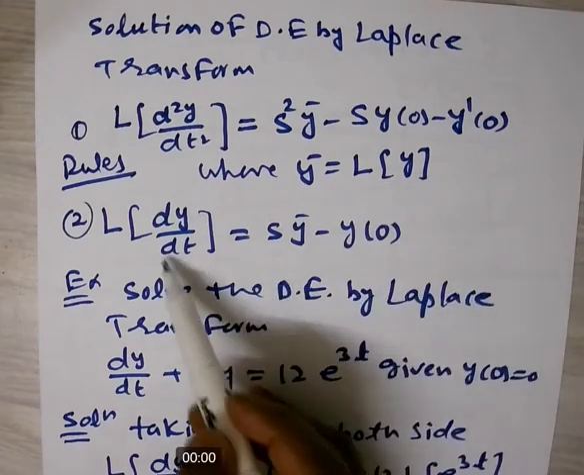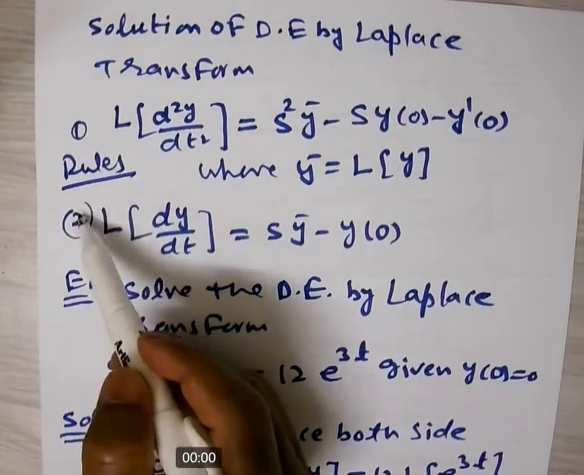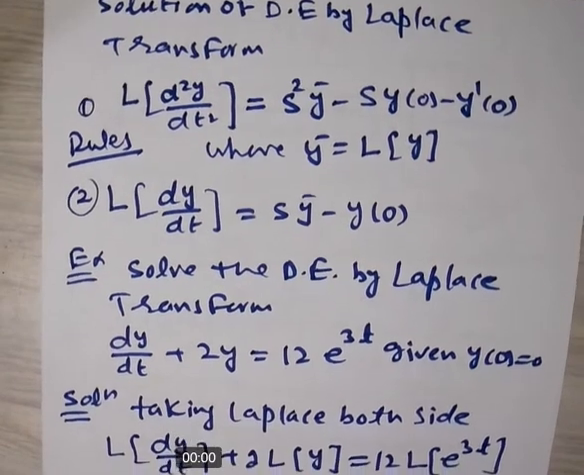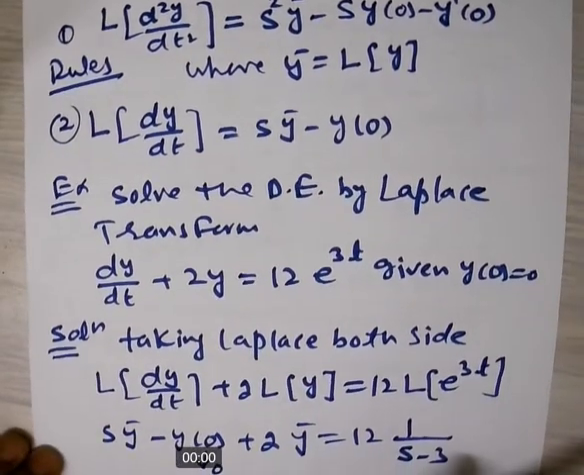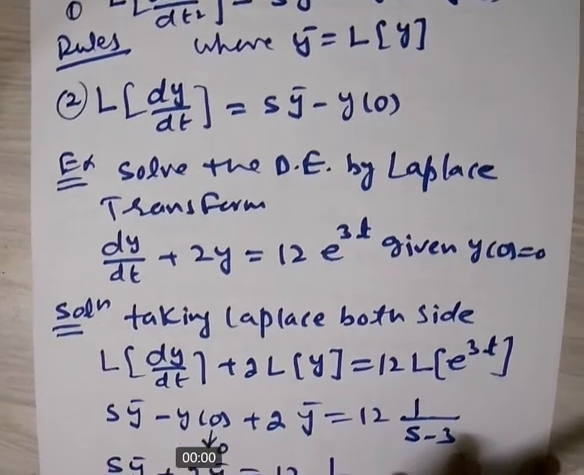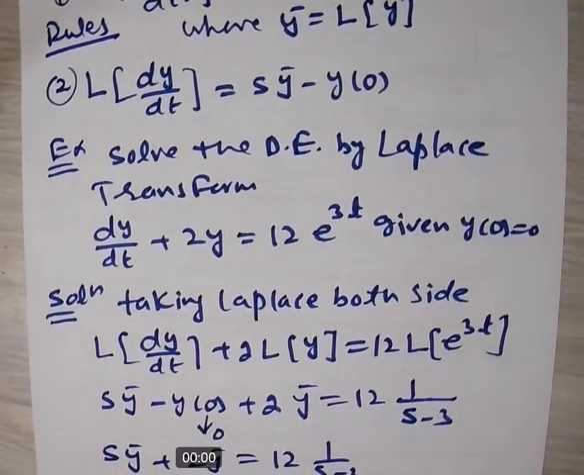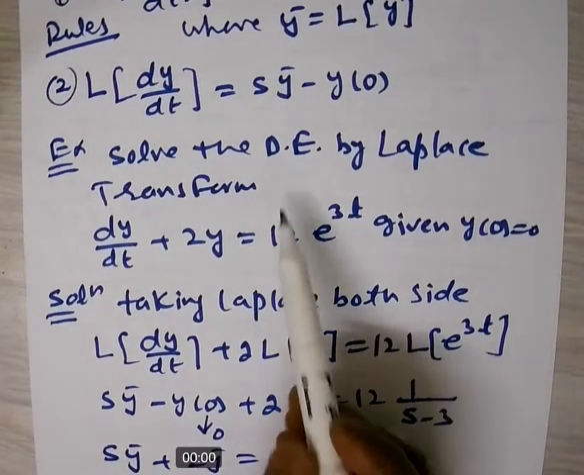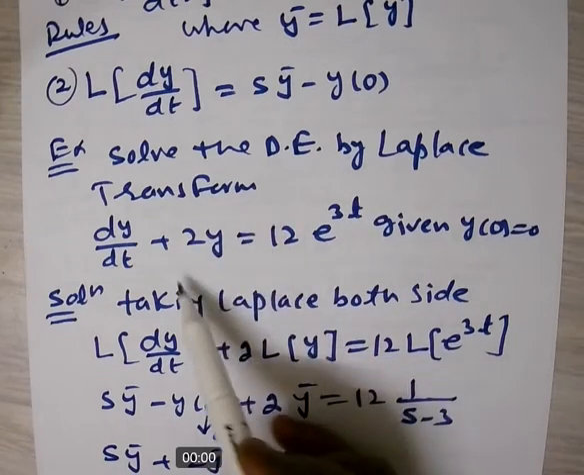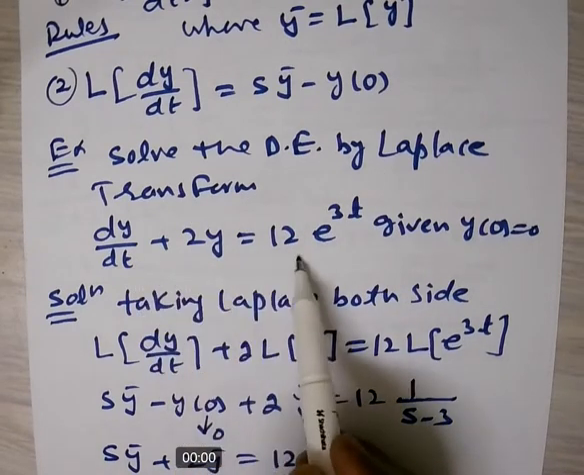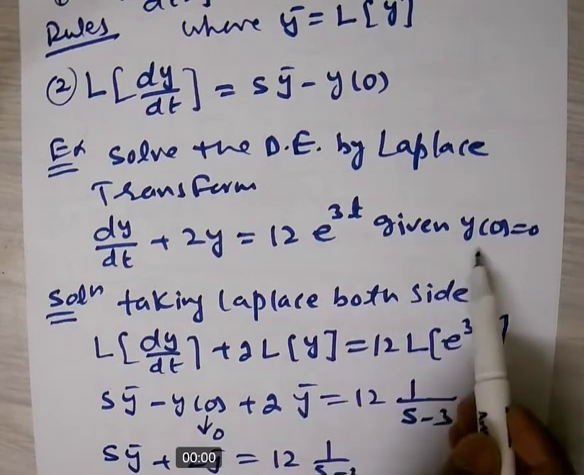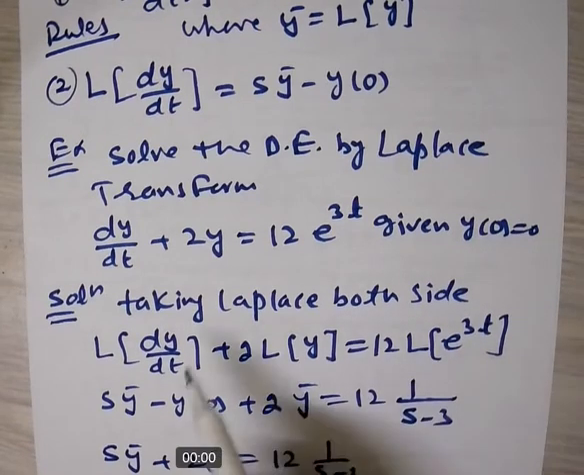On the basis of these two rules, I try to solve a few questions as examples. By taking help from these examples, you can try to solve the SCL activity. So now I am going to solve this one. Solve the differential equation by using Laplace transformation: dy/dt plus 2y is equal to 12 e power 3t. Given that y0 is equal to 0.